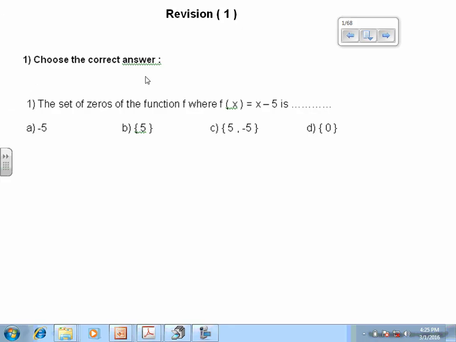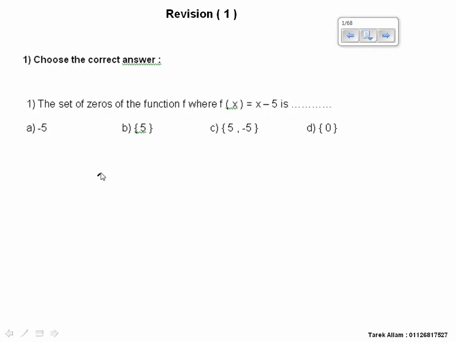First question is choose the correct answer. Question number 1. The set of zeros of the function f, where f of x equal x minus 5, is. So, the first question is to find the set of zeros of a function. So, we must put the function f of x in the form of f of x equals 0. And when f of x equals 0, then x minus 5 equals 0. And we can get easily the value of x, which is equal 5. So the correct answer is choice number B.